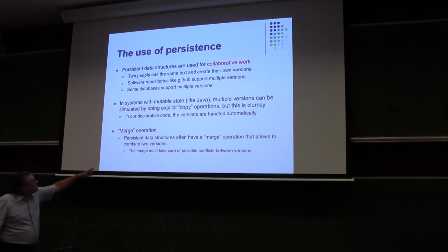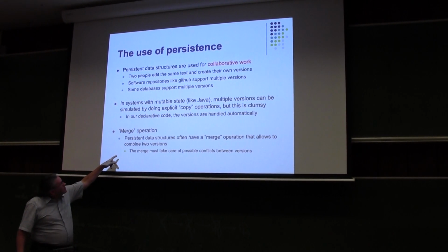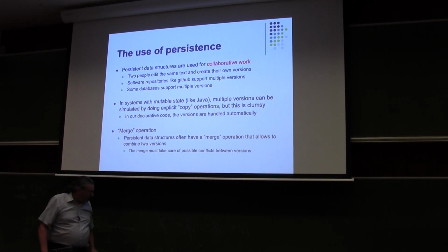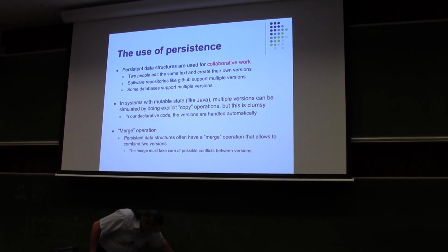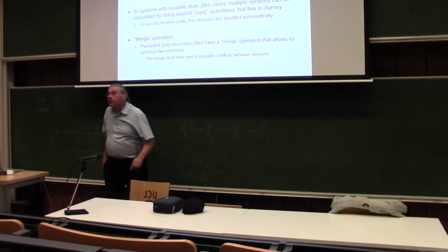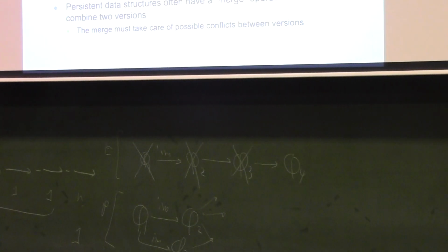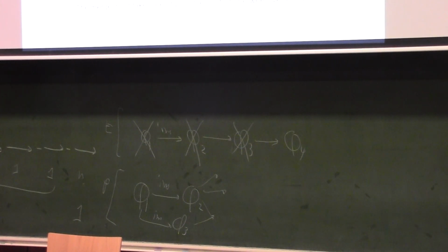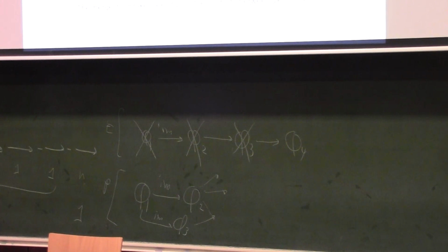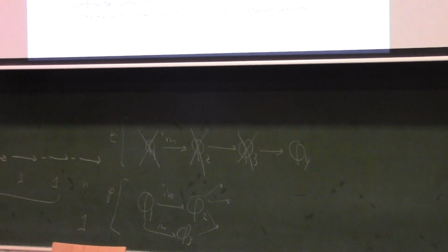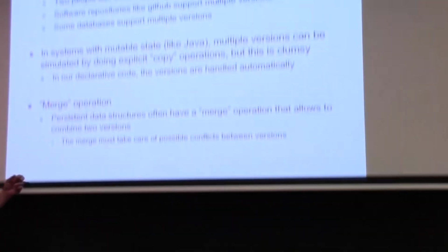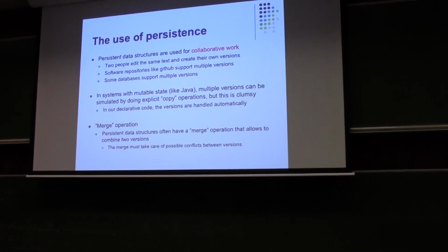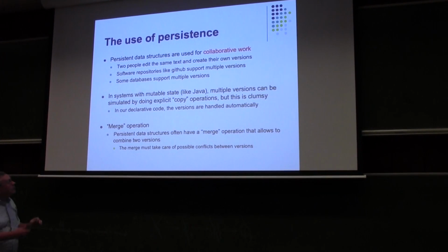And a final point: if you have multiple versions, it's often a good idea to have a way of combining versions. Maybe we want to combine Q2 and Q3. Maybe two people work on a text separately, do local work, and then you merge. So a merge is a useful kind of operation for persistent data structures. I'm not going to talk about merge today, but it's easy to add if you need a data structure that can do that.